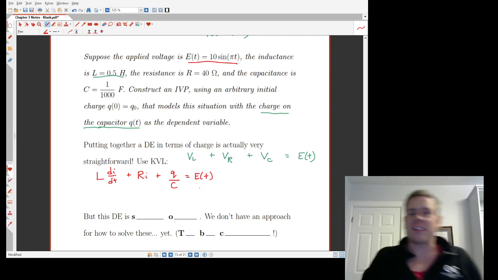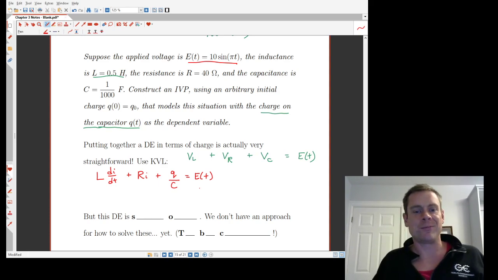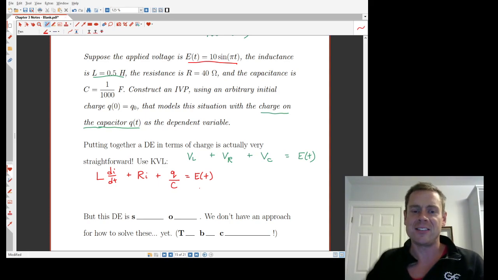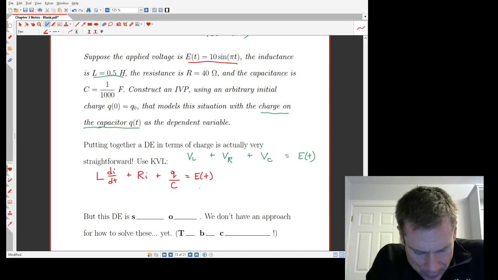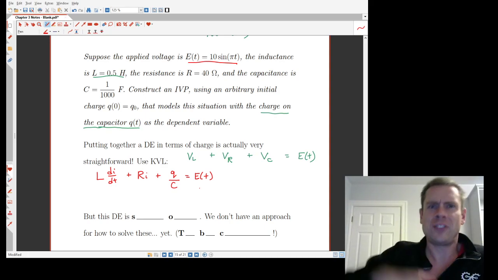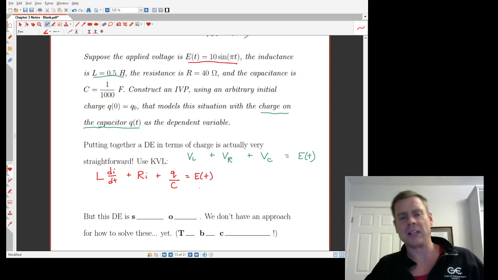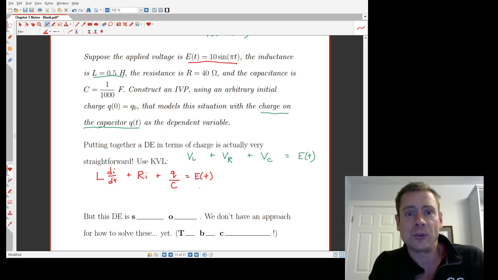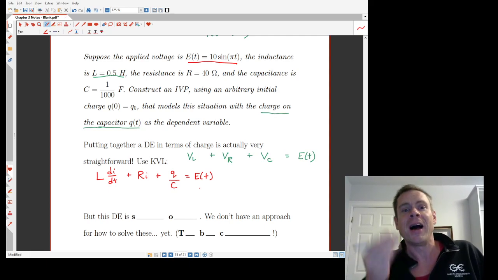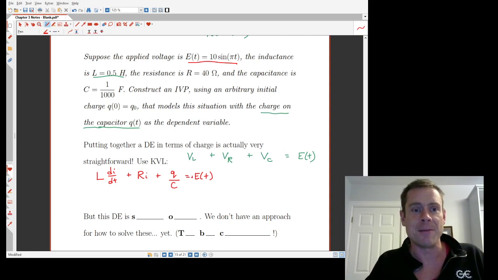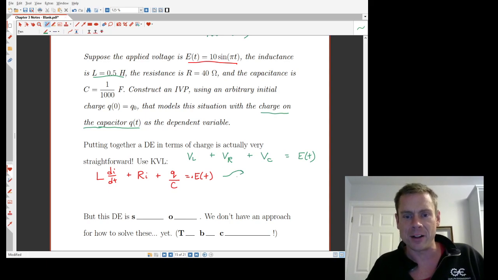Okay, you take a look at this and maybe you freak out a little bit because I see Q's and I see I's, and we need everything in terms of Q. We talked about this at the very start of this lecture, but there's actually a really useful relationship between the Q and the I. If you remember, I is always just the derivative of the Q with respect to time. As a matter of fact, that's going to open things wide up. It's not bad at all.